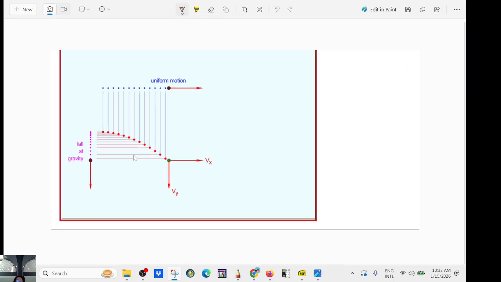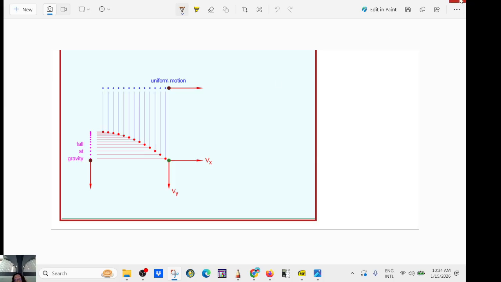So you have two motions happening at the same time. Along the x-axis, you have a uniform motion, so every second the same distance is covered. But along the y-axis, there is a force down, so there is an acceleration, and every second it's going to move faster. The distance is going to increase. So you have two sets of equations, one for the x-axis, one for the y-axis. Along the x-axis, the speed stays the same. Along the y-axis, the speed increases at a rate of g, the acceleration due to gravity.